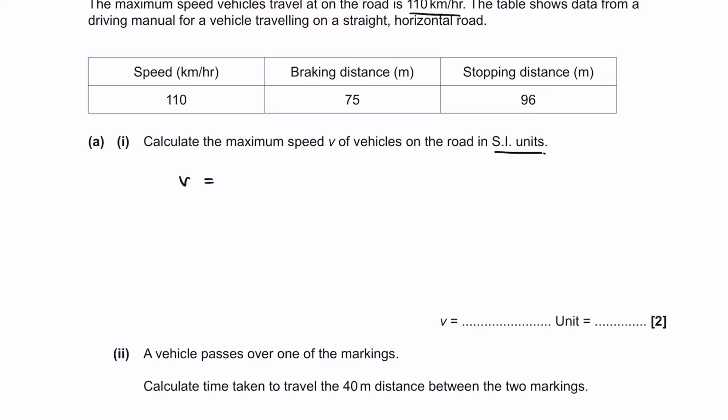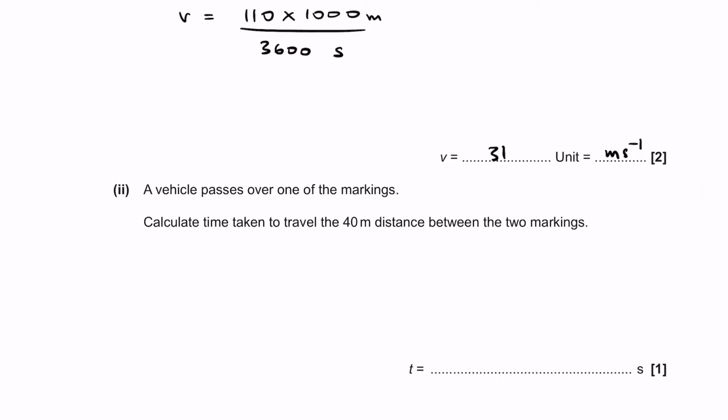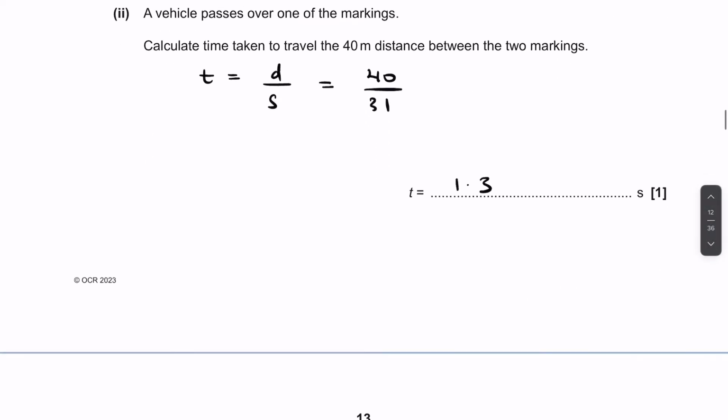So that's easy. 110 converted into meters by timesing it by 1,000, and then divide it into 3,600 seconds, and that will give me a value of 31 meters per second. A vehicle passes over one of the markings. Calculate the time taken to travel the 40 meters distance between the two markings. So this is time equals distance divided by speed, and that would be equal to 1.3 seconds.